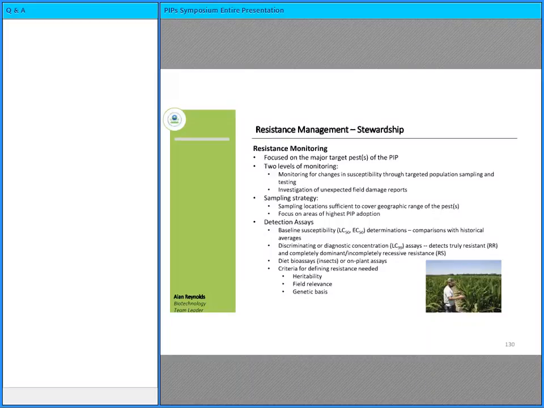A second approach has been to use a diagnostic concentration or a diagnostic assay that's based on a much higher level of expression that would approximate an LC99 or even higher. And the goal with this assay approach would be to detect truly resistant insects, those that can actually survive that level of exposure and are presumably going to be resistant to the PIP trait.